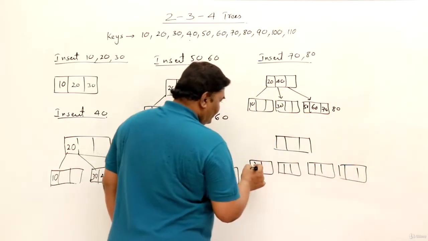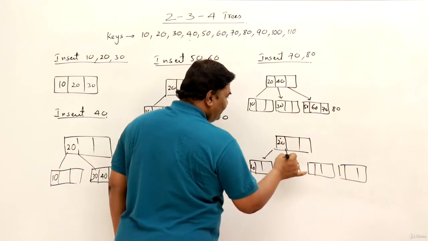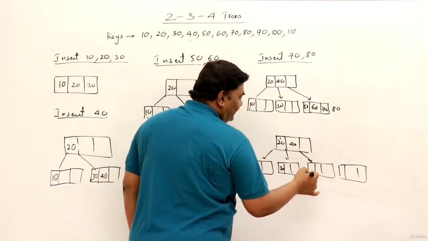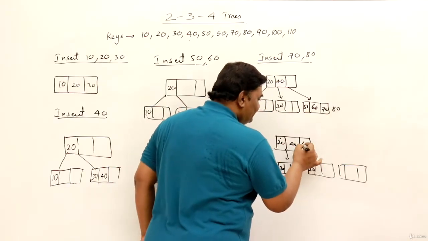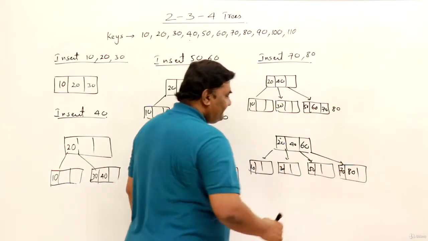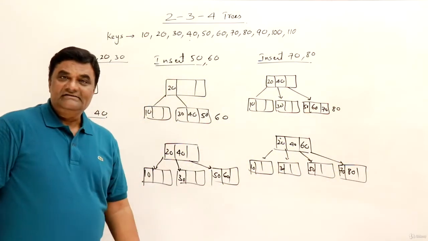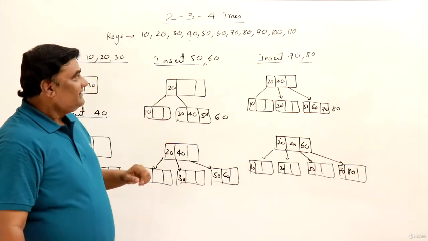So this was 10 as it is, 30 as it is, 20, and this was pointing here, 40, this was pointing here. Now this is split, so 50 comes here, 60 goes up, and these are 70 and 80. So this will be pointing here. Now this is the result. So one split, one extra node when we are inserting 80.